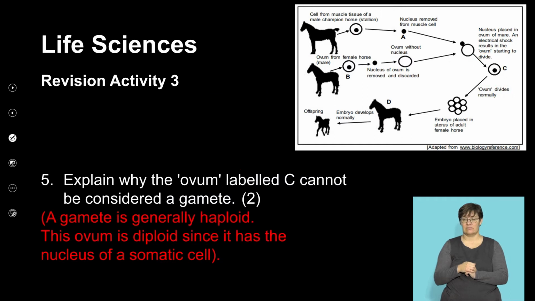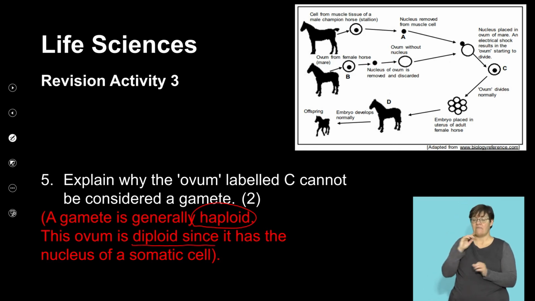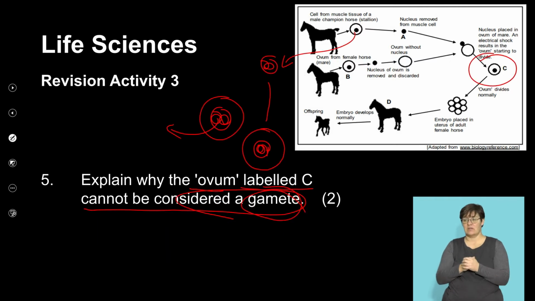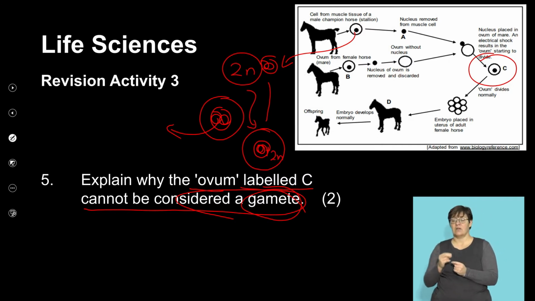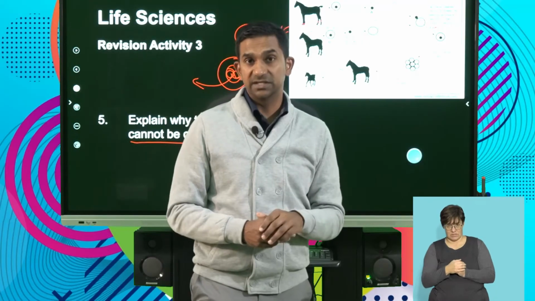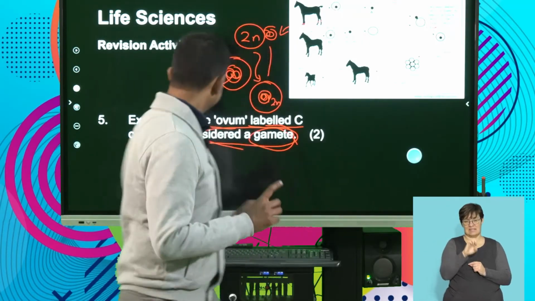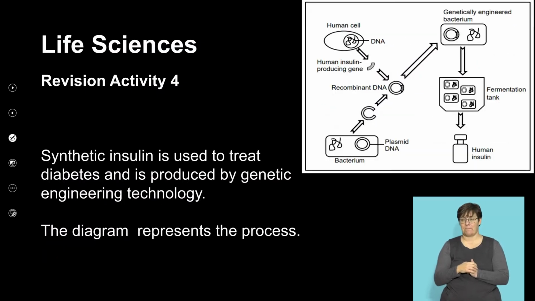Let's see why. A gamete, as I explained, is generally a cell that is haploid. However, this ovum, as I mentioned, contains a diploid number of chromosomes because it has received the somatic cell. And if we go back to that, we said that that is a cell that is diploid, and when that information is put in here, this egg cell now has a diploid set of information and hence cannot be considered to be a gamete. Cool, interesting question.